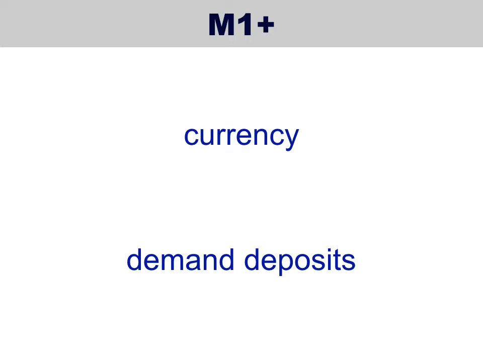So we see here M1 plus. So M1 plus is essentially currency plus demand deposits. M1 would be just currency. Demand deposits are those deposit accounts in which you can withdraw and deposit money on a regular basis without any real penalty. It's what you can get on demand. If I go into the bank and say, give me my money out of my account, then they have to give it to you because you've demanded it.